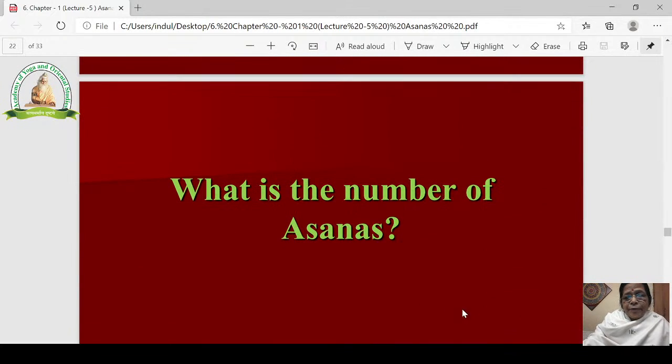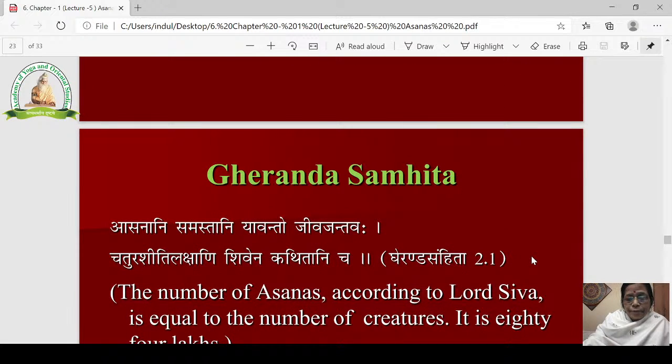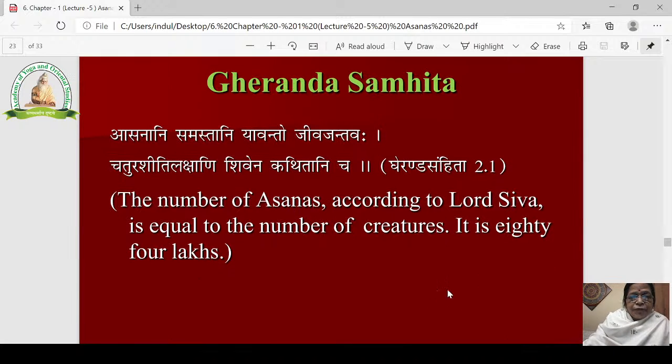Now, what is the number of asanas? How many asanas are there? Let us see what various texts say. Gheranda Samhita is an important book of Hatha Yoga. In Gheranda Samhita, we find that the number is equal to the total number of creatures. It writes, Asanani samastani javanto jivajantavaha chaturasiti lakhyani shivena kathitani cha.